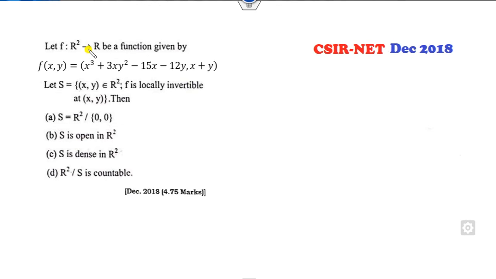Okay, look at this one. F is a mapping from this. F is defined here. F is locally invertible. What is the meaning of invertible? That means the derivative should be non-zero, but it's a function of several variables, so you can define it as the Jacobian.